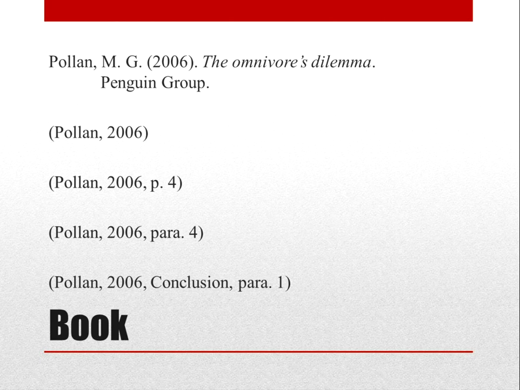Now here is an example of a reference for a book. So a reference for a book would start with the last name, followed by the first two initials, the date in parentheses, the title in italics, and then the publisher.